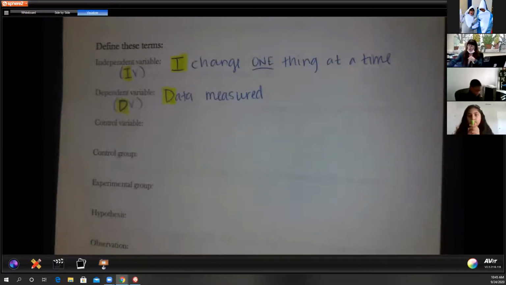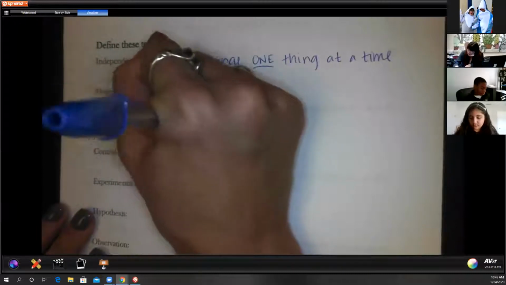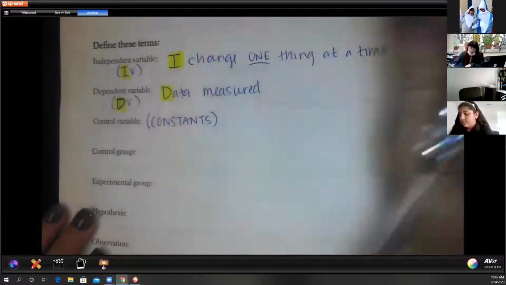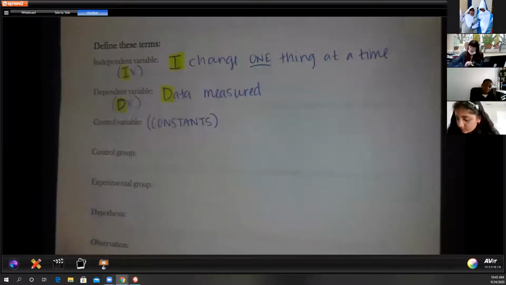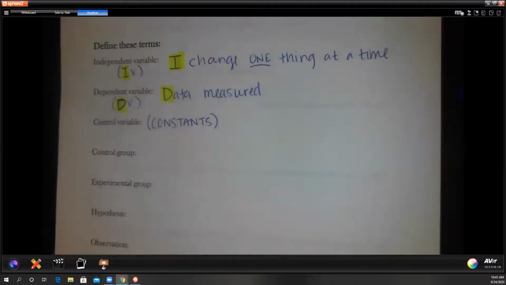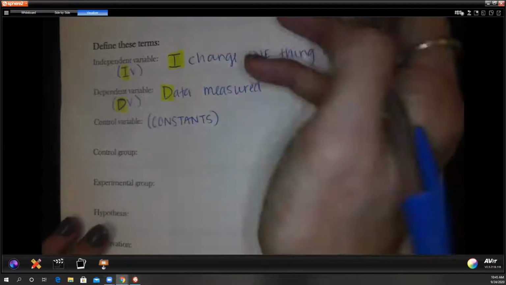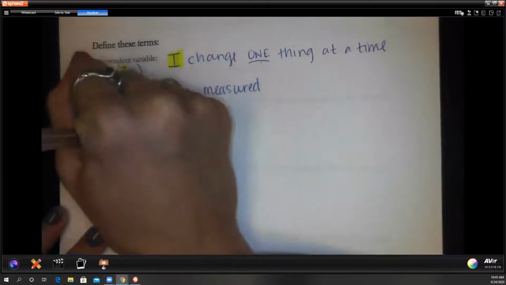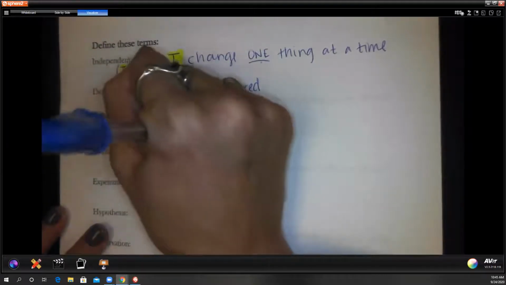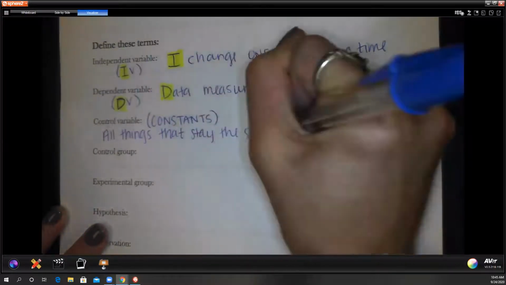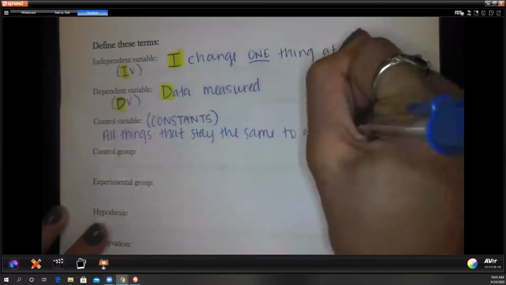Okay. What about the control variable? These are also known as our constants. The variable that stays the same. Yes, so why do we want to make sure that we have things that stay the same? So we don't have too many. Yeah, because remember, we can only change one thing at a time. So these are all the things that stay the same, to ensure we only have one IV.